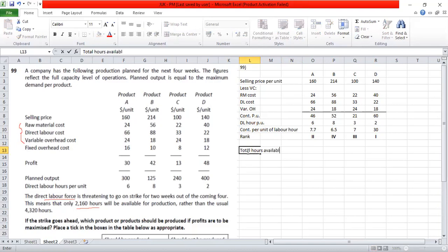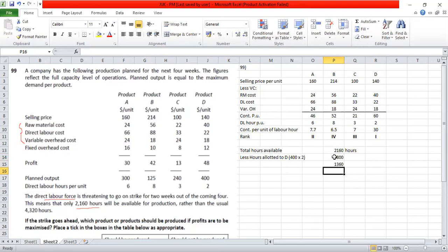Total hours available, we have this as 2,160 hours. Then out of 2,160 hours, as many hours as are required by D should be allotted to D first. So less hours allotted to D. How many hours are allotted to D? The total planned output for D is 400. Each unit requires 2 hours. So 400 into 2, 800 hours are allotted. So how much will be remaining? 1,360 hours are available, remaining hours.